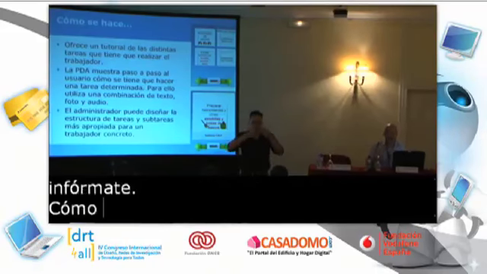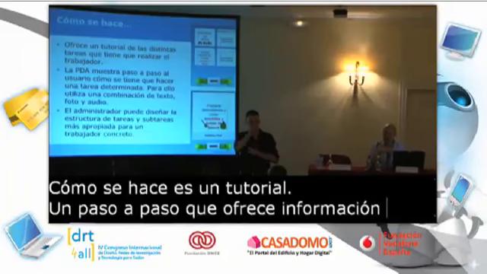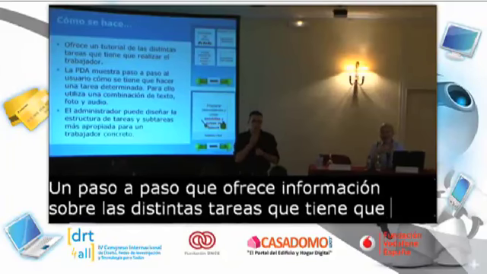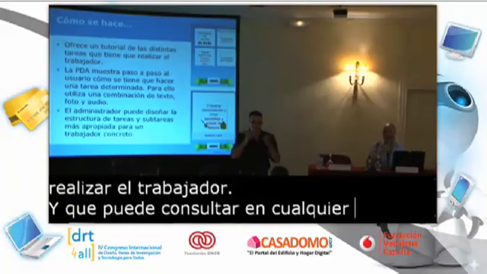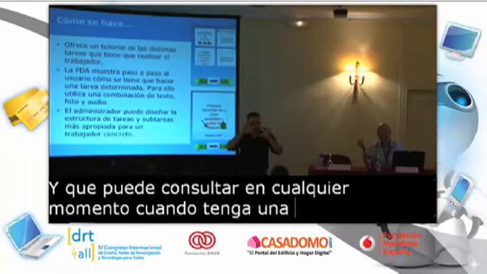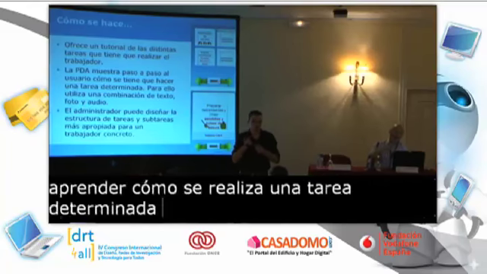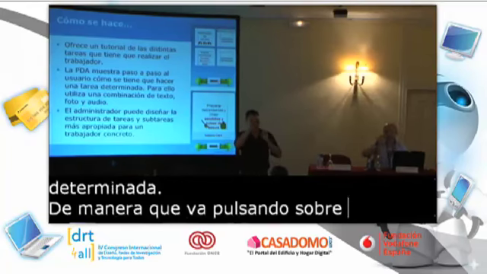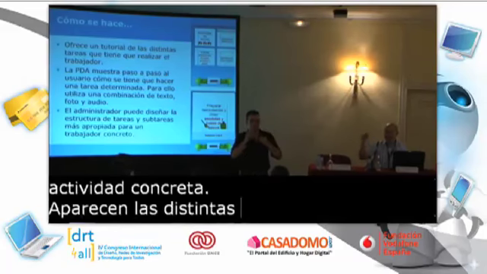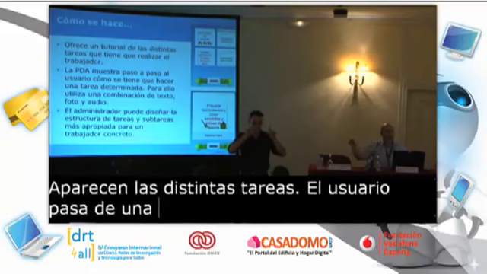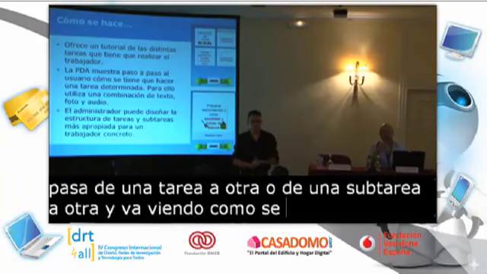So basically, how to do it is a tutorial offering information on the different things that they have to conduct. And the employee can check anytime when he has a doubt on what to do, or on a particular step, or when they need to learn how to carry out a certain task. So all the information is built in, they press on how to, and it lists the different tasks. And again, you go from one task to another, or subtask and so on, and you see a description of how to conduct that particular task.